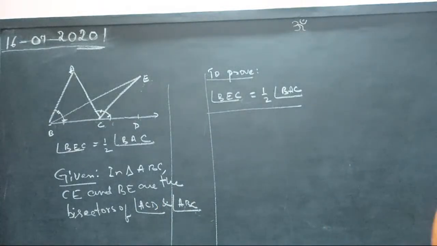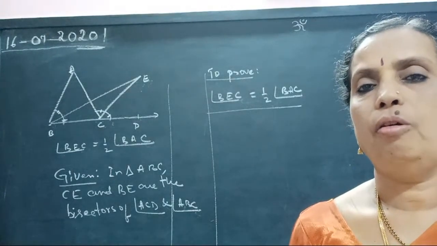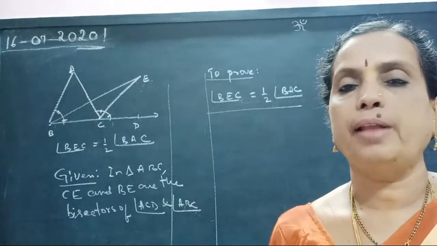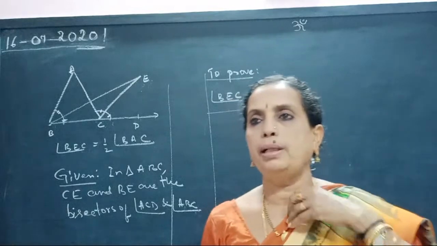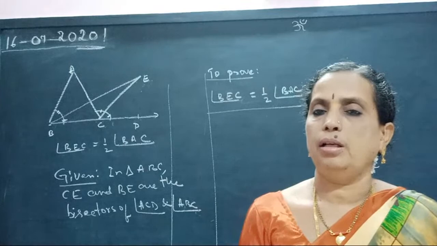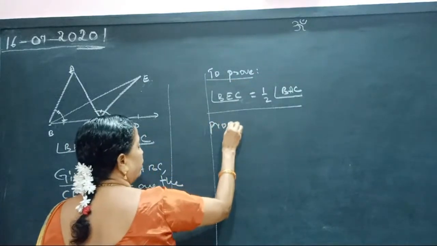Okay, now just see. Later you can copy, observe the method. I will explain and then I will continue my writing. You need to observe the method of answering. Later you can copy it. Okay? So now for the proof, what we have to write as the heading? Proof.